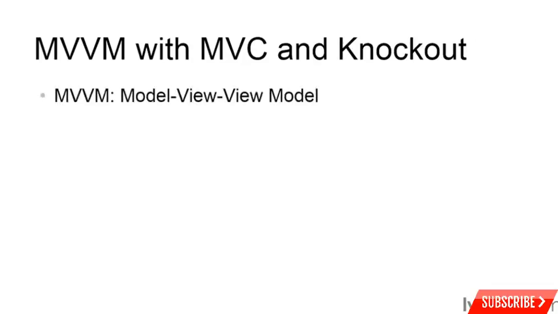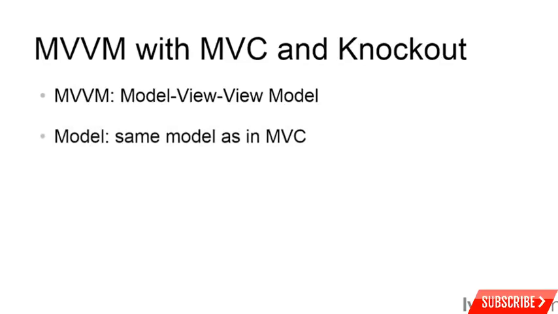First, let's talk a little bit about the model view view model pattern, or MVVM, and what that means for us when we're using ASP.NET MVC with Knockout. So MVVM stands for Model-View-ViewModel, which is a slightly confusing abbreviation, but note the hyphens that separate the three components: model, view, and view model.